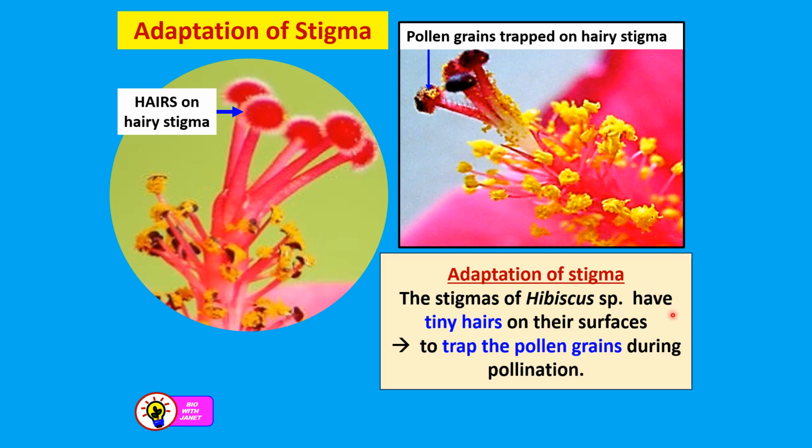Now, the stigmas of hibiscus species have tiny hairs on their surfaces to trap the pollen grains during pollination. As we can see here, see these pollen grains, the yellow bits of tissue, they are the pollen grains. They are attached to the stigma, okay, of the hibiscus species plant.